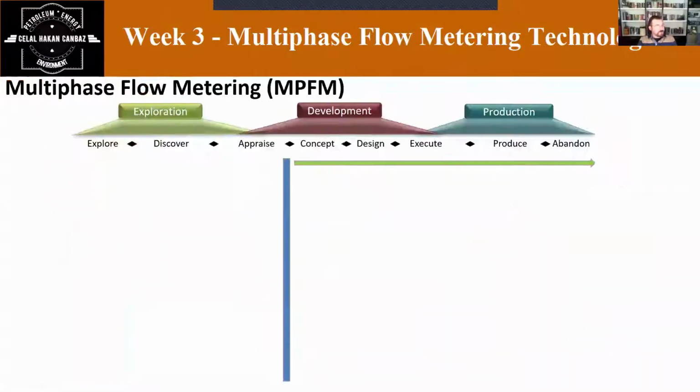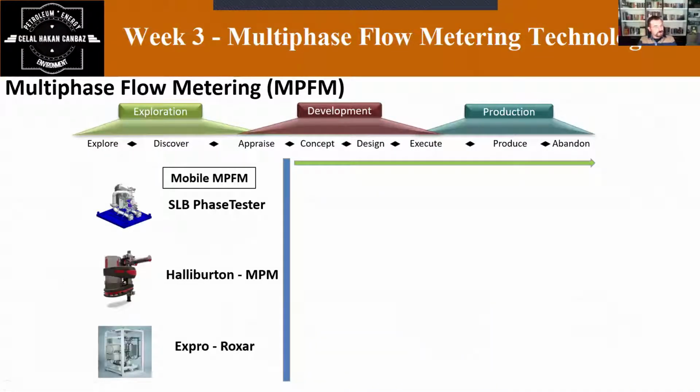Okay, so for these multiphase flow meters, when we separate the phases as exploration, development, and production, for the exploration phase, three main multiphase flow meters are separated from the others. As I mentioned, these are the Schlumberger PhaseTester, which is also a mobile multiphase flow meter, the Halliburton device, and Roxar, which also show better performance in exploration.